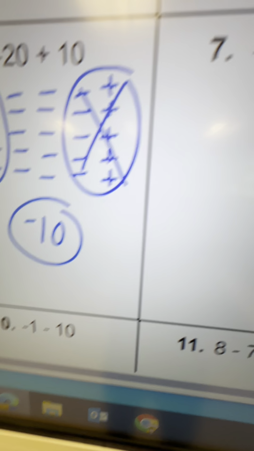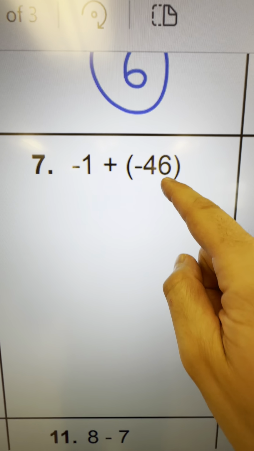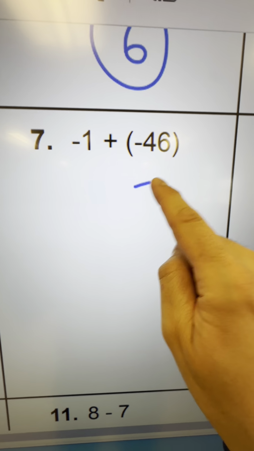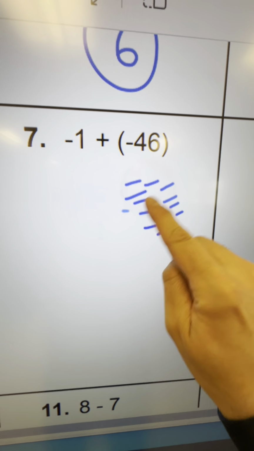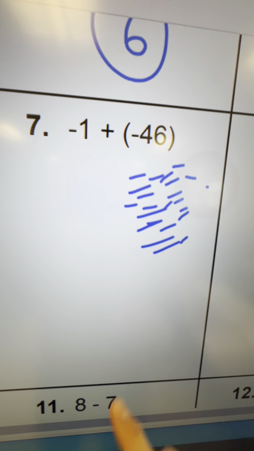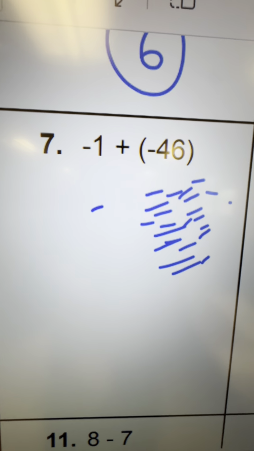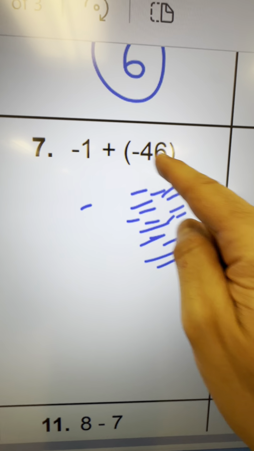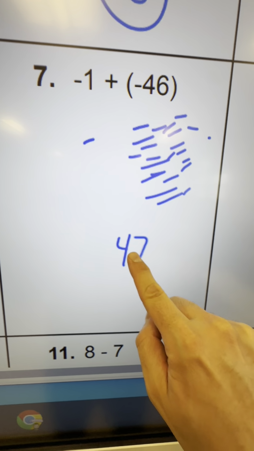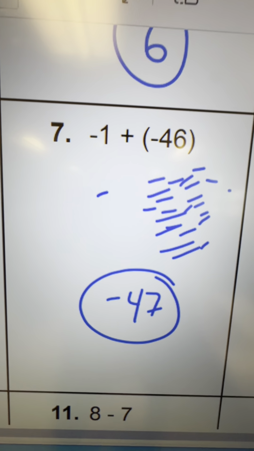So looking at this situation here, I could see the same thing. If I were to draw all these negatives out, I would have a total of 46 negatives in here. And then if I were to add this one here, that's another negative. So altogether, I just have 47 negatives. So my answer for this one is -47.